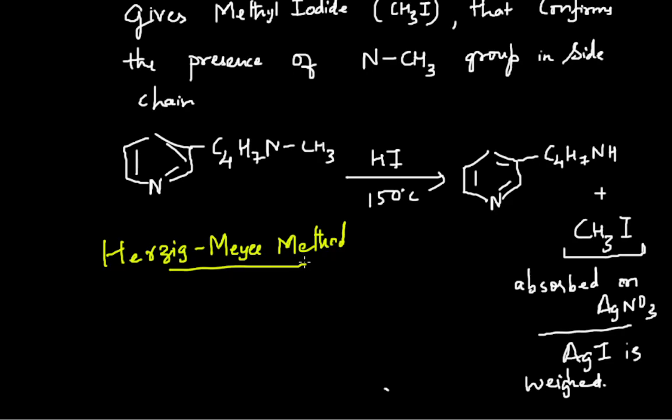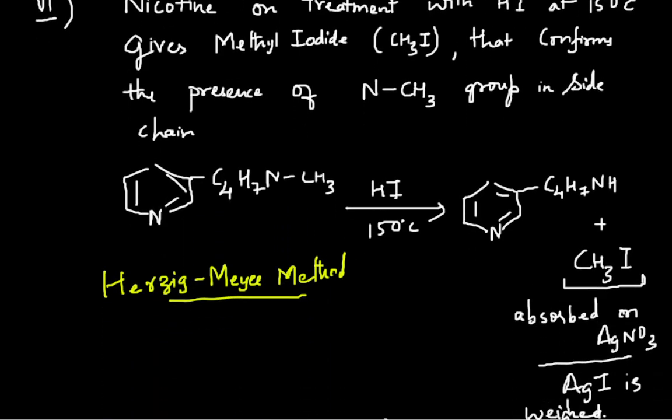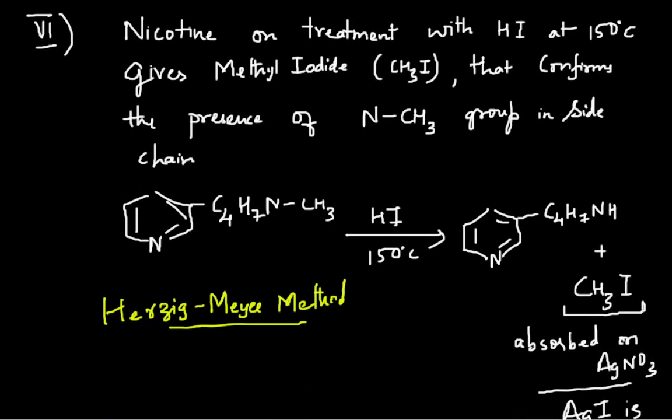Fine. What is the next piece of information? Okay, so that was 6. Let us go to the 7th point.